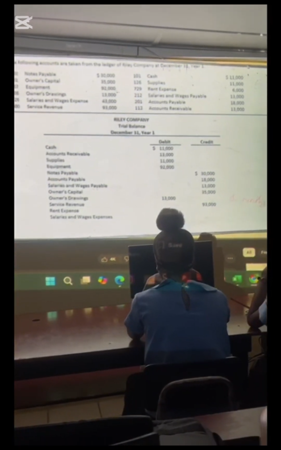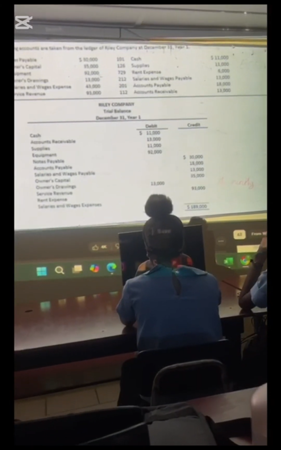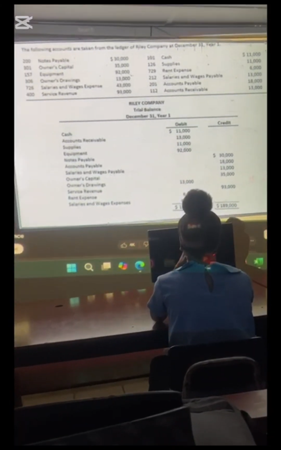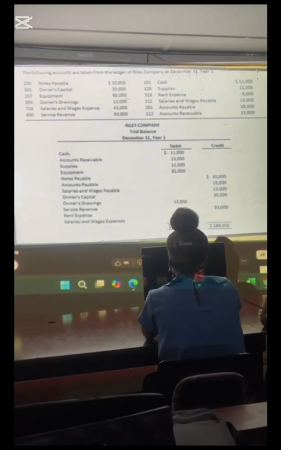After listing all respective debits and credits, we'll total the debit and credit columns of the trial balance. The total balance of the debit and credit columns each is $189,000.